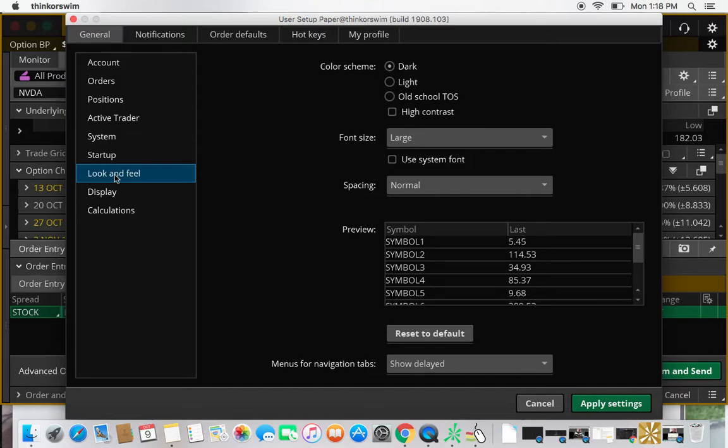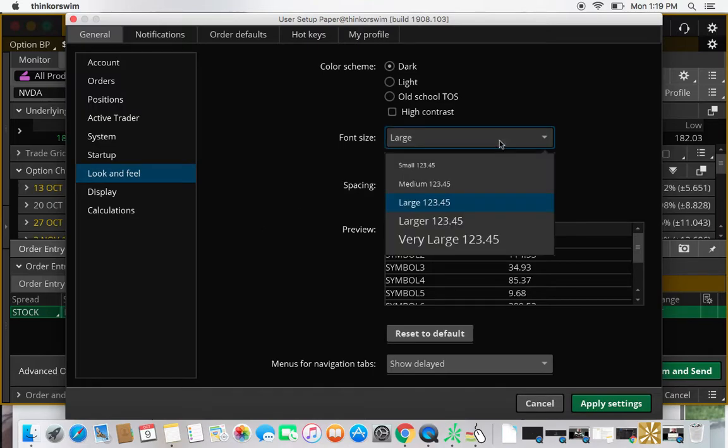I just want to check your font size. All right, so font size is currently set to large. Really, that's going to cause some problems on such a small computer screen. Large font is normally reserved for a screen that would be very big. So you would probably go down to medium.